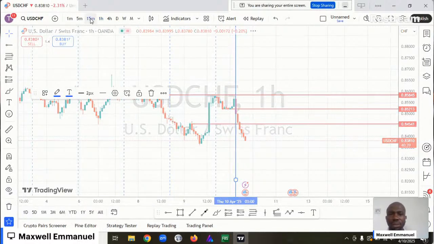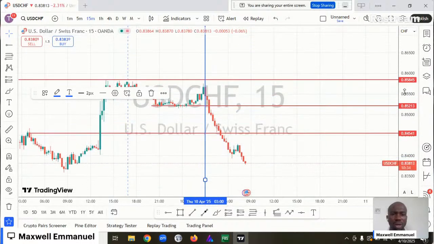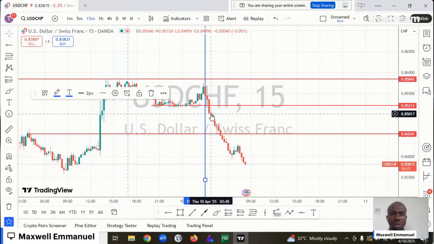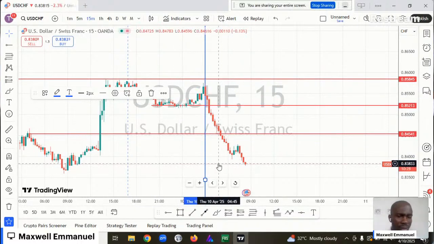Just see the 15 minutes. I waited for the 15 minute or 1 hour candle to close below the support it created here before selling. As you can see, it's strongly bearish.